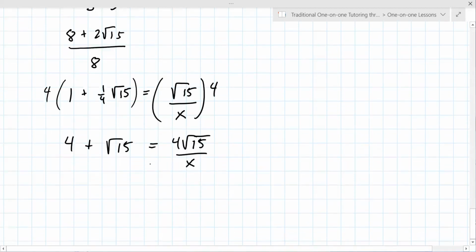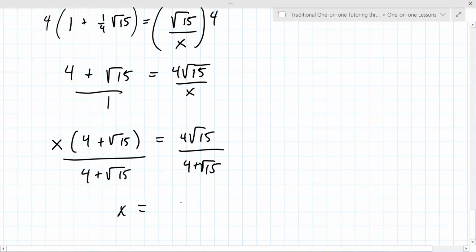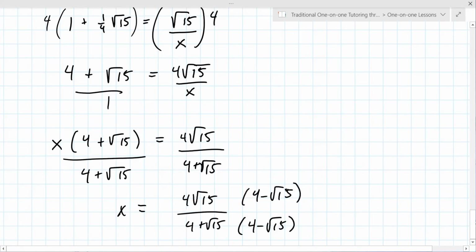And then to get x, you got to cross multiply here. So we have x times 4 plus square root of 15 equals 4 square root of 15. And then you divide both sides by 4 plus square root of 15. So we're really close, but none of those are the answer because you have to rationalize the bottom yet again. So you have to multiply the top and bottom by 4 minus square root of 15. That's a 4 plus root 15 on the bottom? Yeah, it's the same as this.